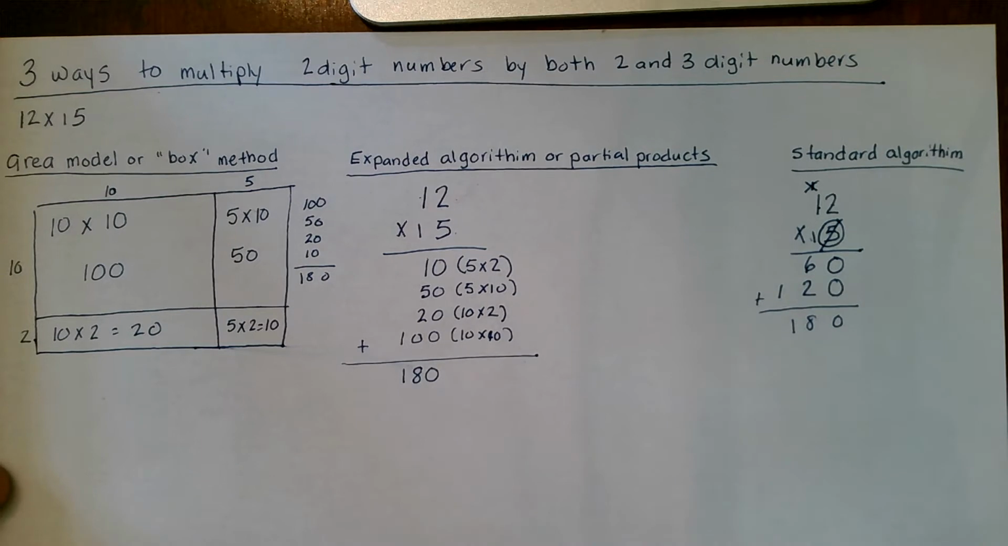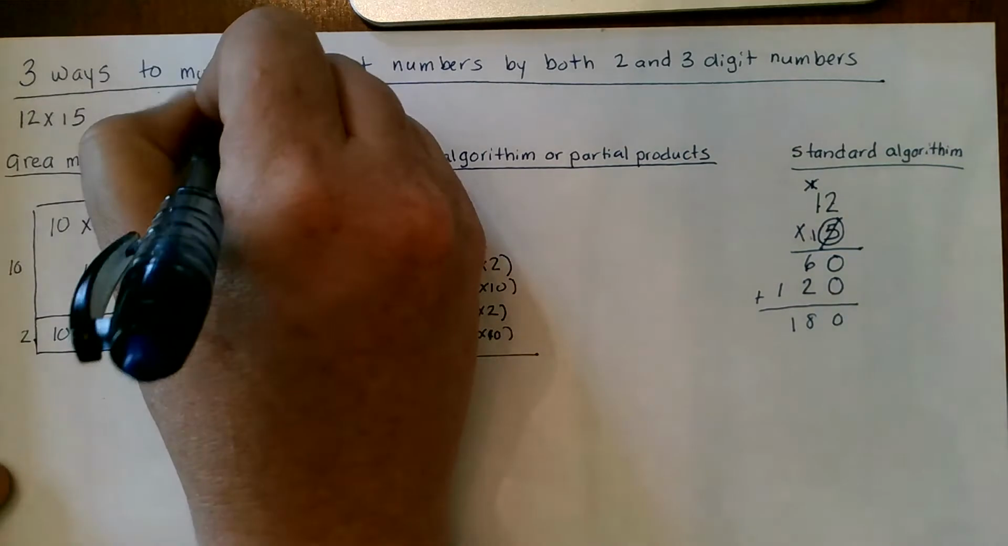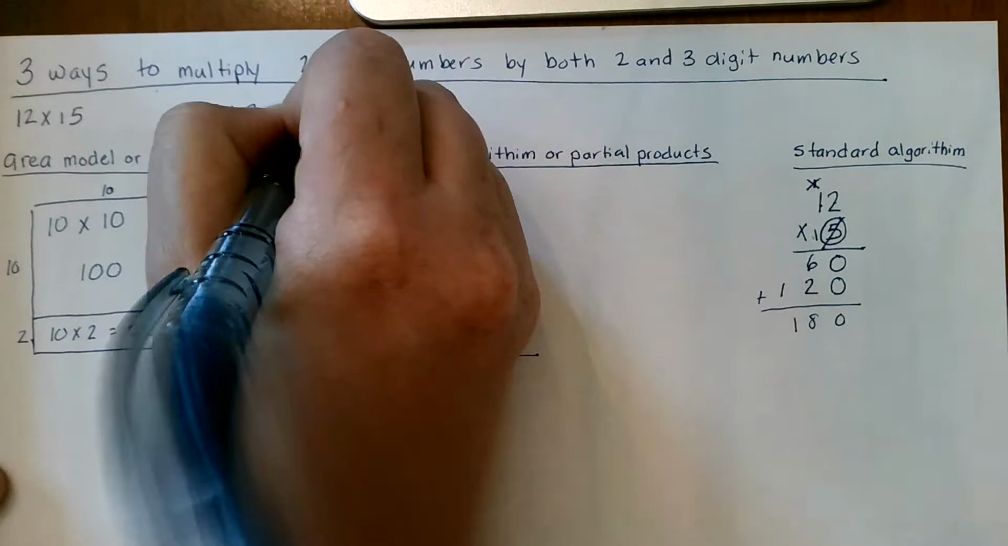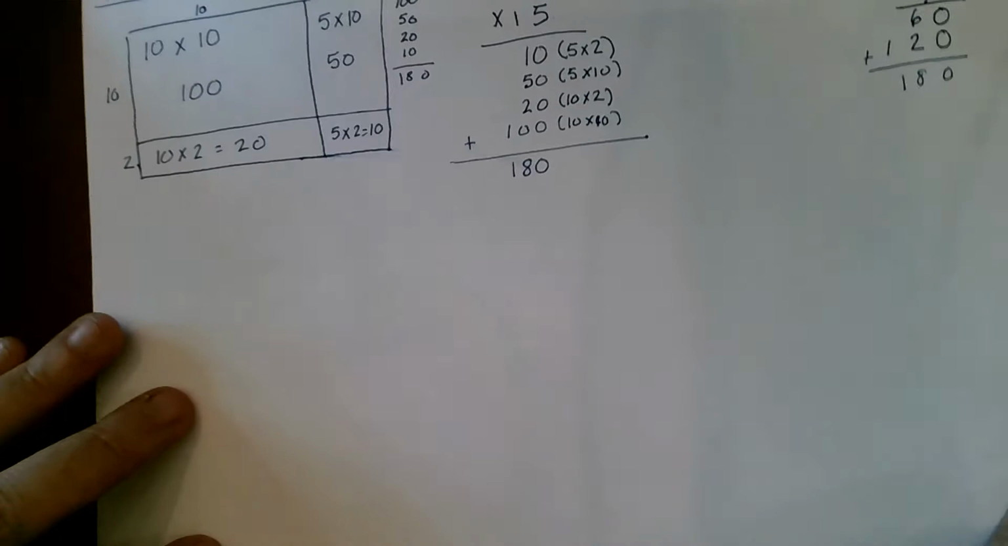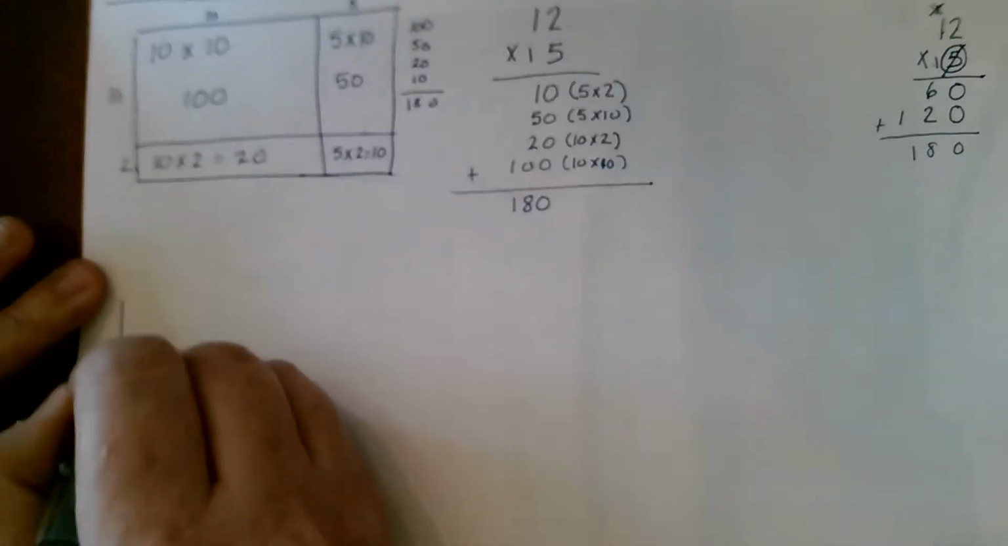Now let's try it with a 3-digit by 2-digit. So this time we're going to do 163 times 14. All right, so let's start with that area model again. So we're going to draw out that area model.